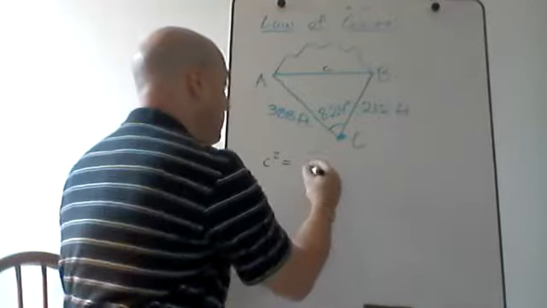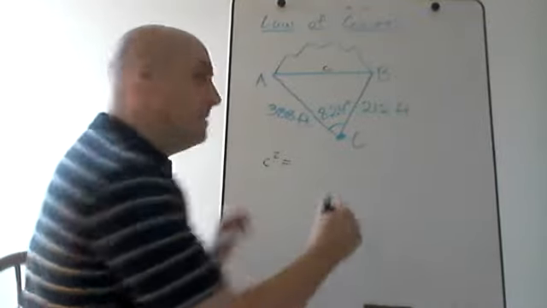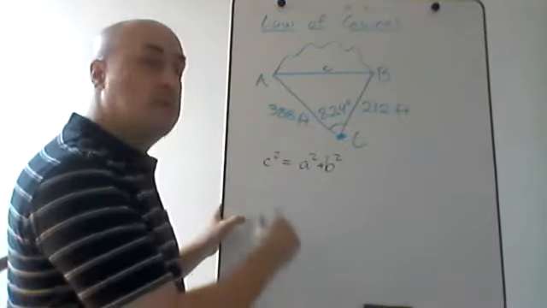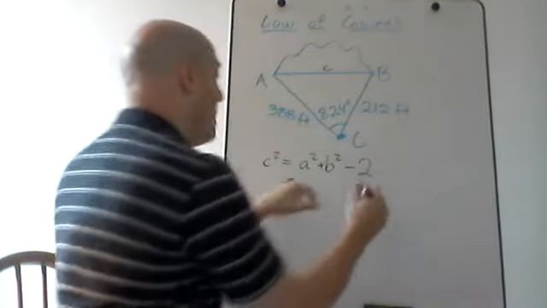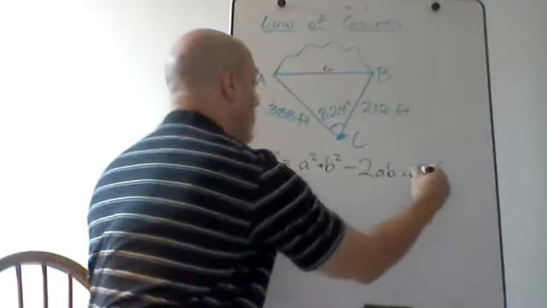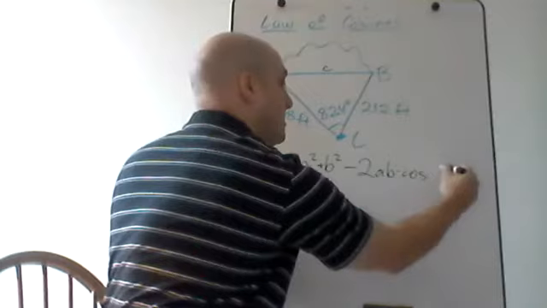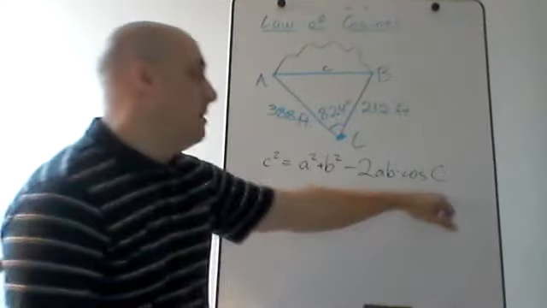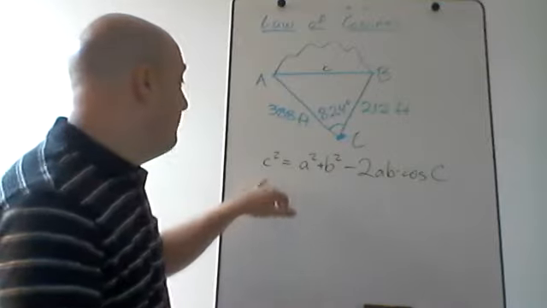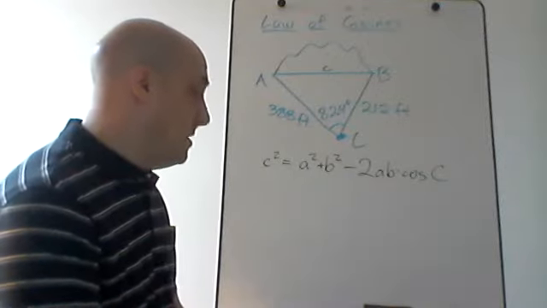So c squared equals, and then remember it's the other two sides squared and added together, so a squared plus b squared, and then it's always minus 2 times these two sides again, so minus 2ab times the cosine of the angle that matches the side that I started with, so cosine of angle C. That's the law of cosines that I'm going to use in order to solve for side C.